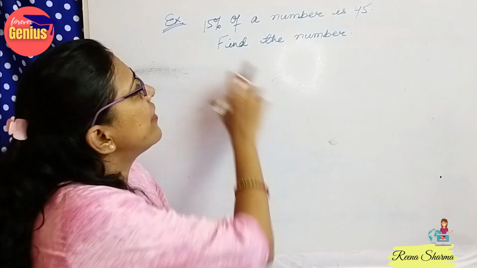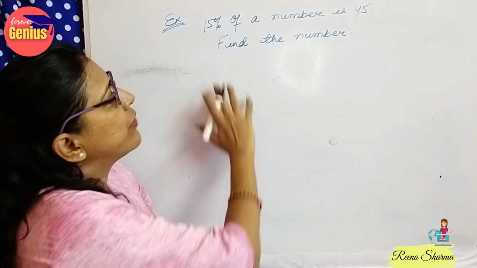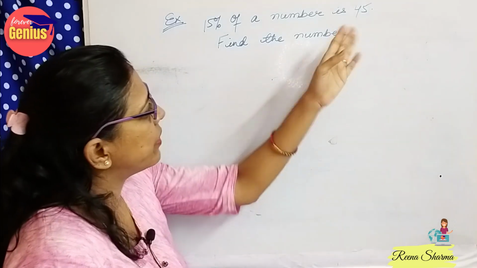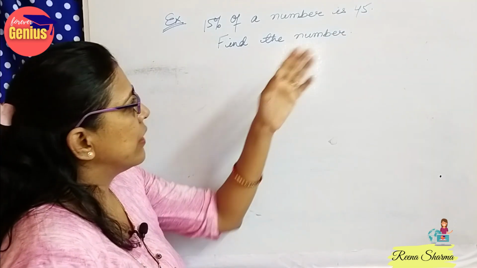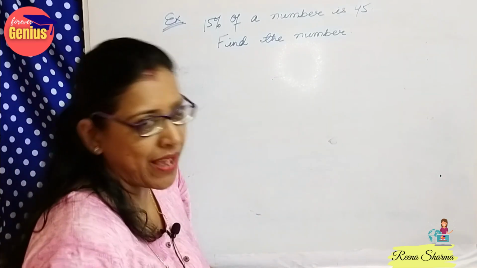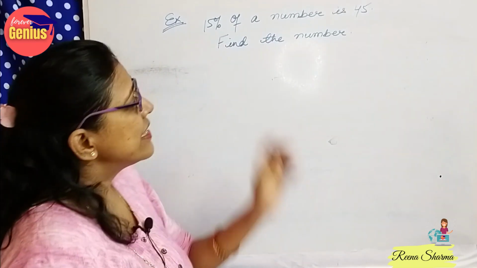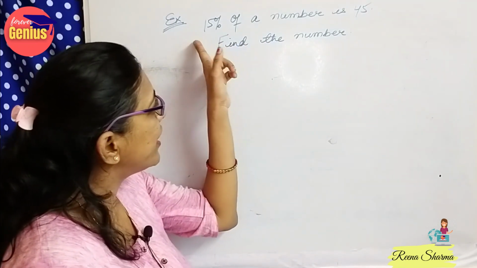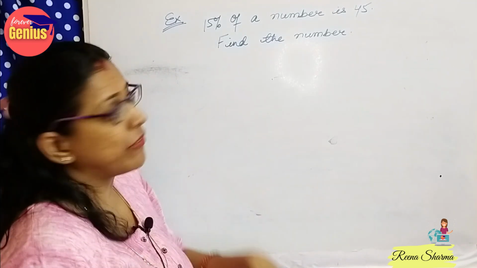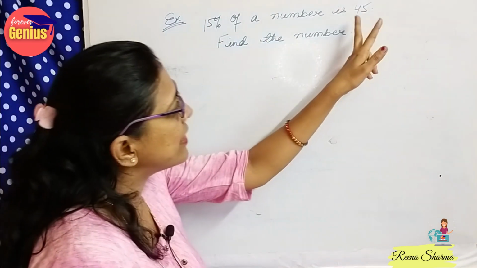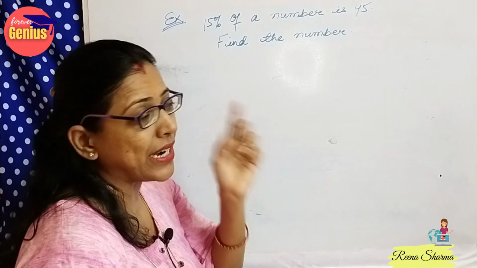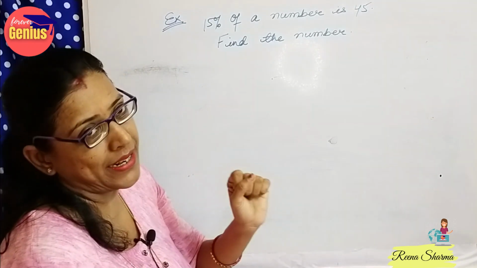Suppose a question is given: 15% of a number is 45. Find the number. Now, what is 45? 15% of a number is 45, which means 45 is not the number. Which number will we find, ma'am? We don't know the number. It is clearly stated 15% of a number, so we know the value of 15%, that is 45, which is given to you. We have to find out the complete value, that is the value of 100%.